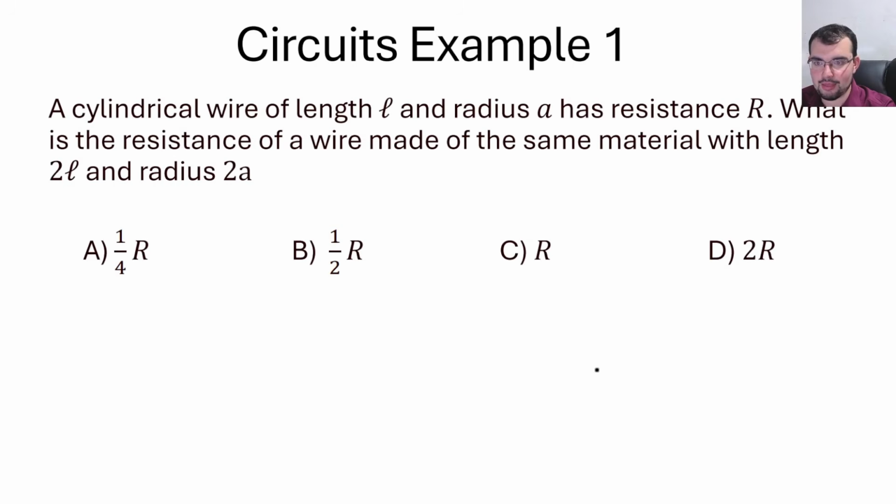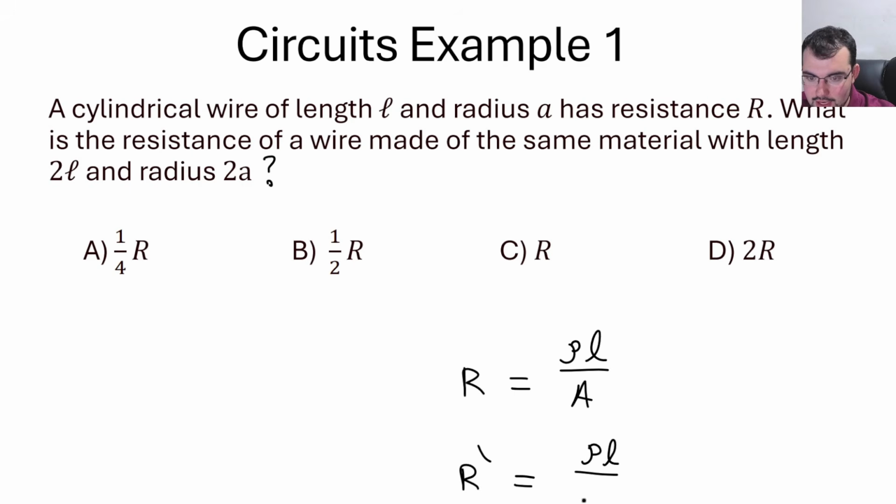So first, a cylindrical wire of length L and radius A has resistance R. What's the resistance of a wire of the same material but twice the length and twice the radius? Our formula is resistance equals resistivity, which is a material property, times length divided by area. I'm always going to use my multiplier approach for this, where I rewrite the formula and then do my multipliers. The material is the same, so same resistivity. The length is doubled, but then the radius is doubled.